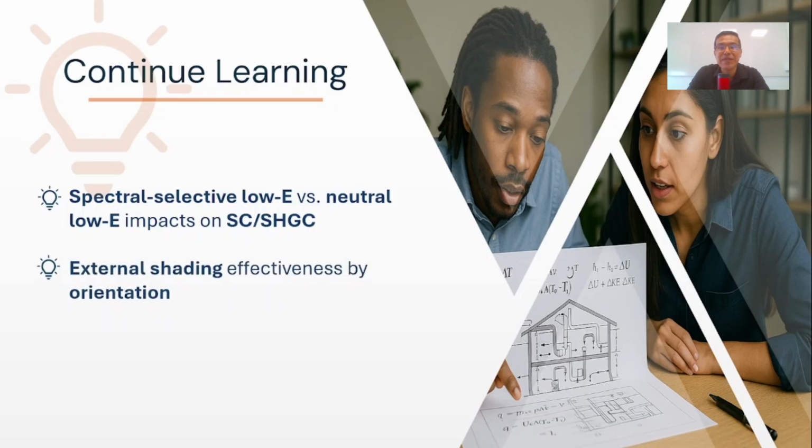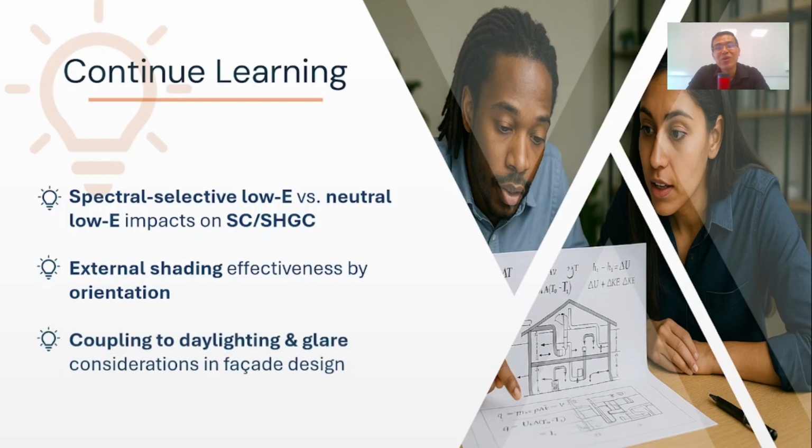Next, study the effectiveness of external shading. Unlike coatings, external devices like overhangs or vertical fins block solar radiation before it even hits the glass. Their effectiveness is highly dependent on the window's orientation. For example, a simple overhang is incredibly effective on a south-facing or north-facing, depending on your hemisphere, window, while vertical fins are best for an east or west-facing window.